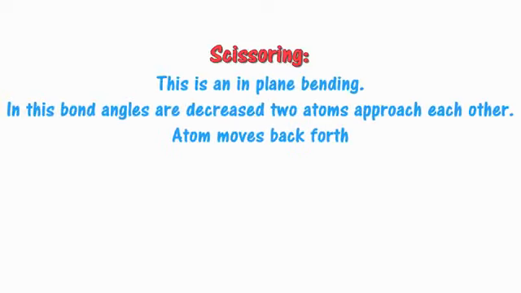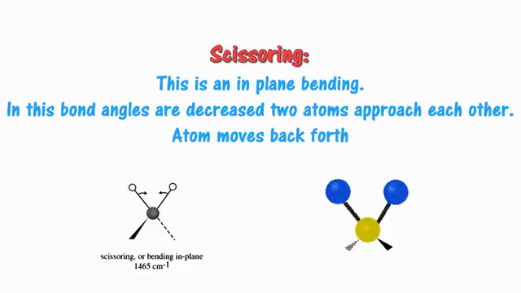Let's learn one by one. In scissoring, this is an in-plane bending. In this, bond angles are decreased. Two atoms approach each other and the atoms move back and forth. In the image we can see two bonds are approaching each other and at the same time they are moving back and forth. In the 3D diagram we can observe that, and this is called scissoring.